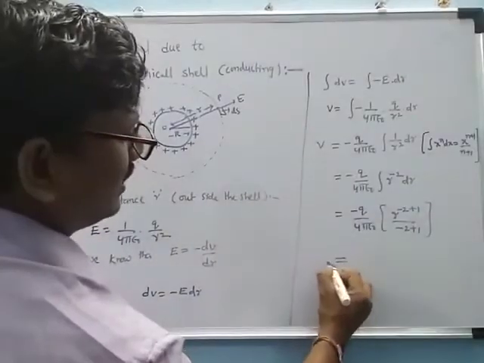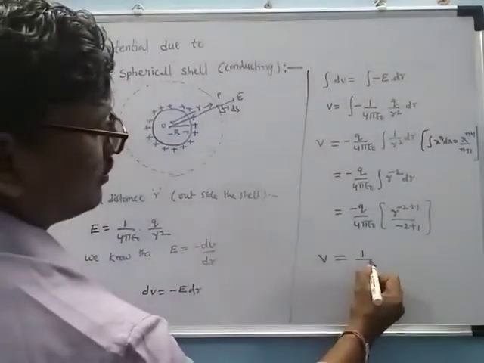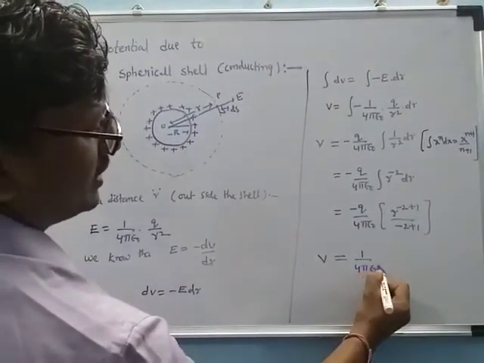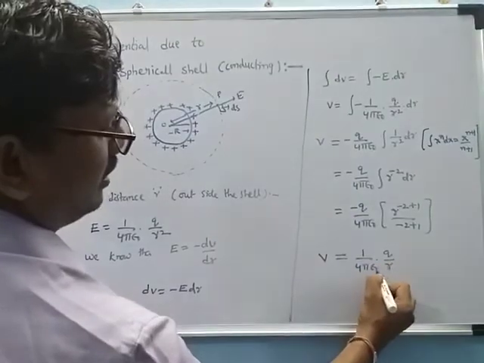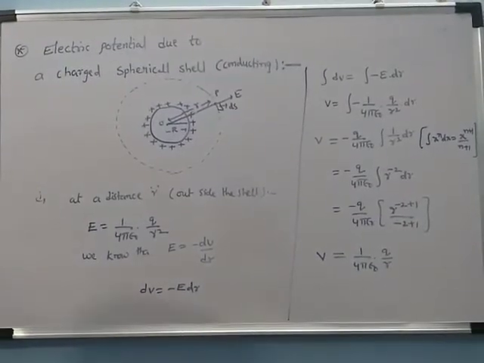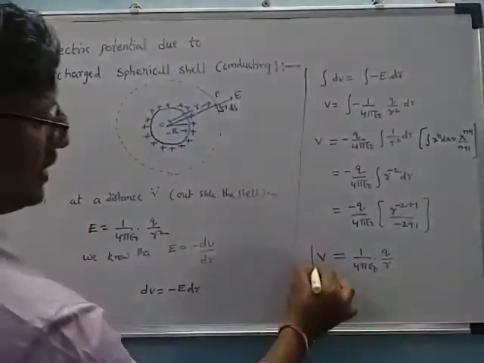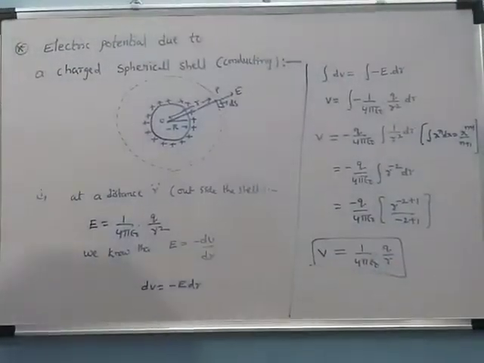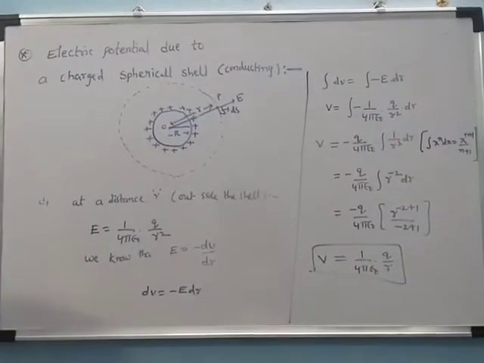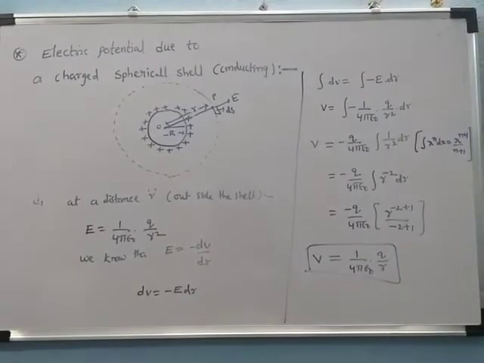Then the electric potential outside the shell is V equals 1 by 4 pi epsilon naught Q by R. Because minus 2 plus 1 is minus 1, it goes to the denominator and the sign converts to plus, giving Q by R. This is the formula for the electric potential due to a charged spherical shell outside the shell.